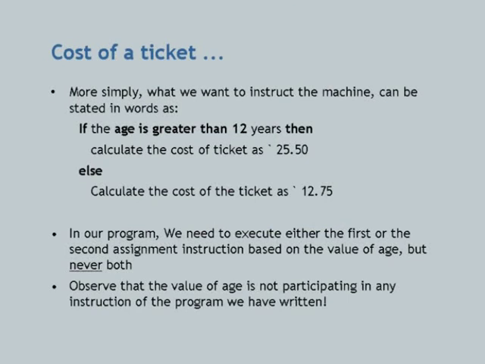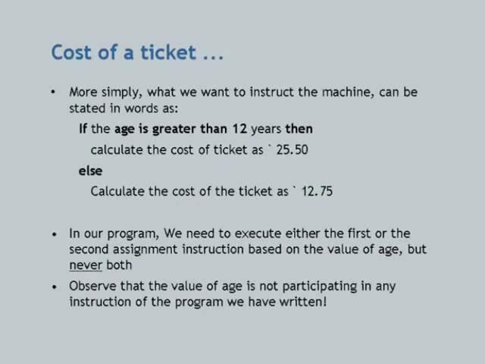So what do we wish to do? We want to instruct the machine in something like this. If the age is greater than 12 years, then calculate the cost of ticket as rupees 25.50. Else, calculate the cost of the ticket as 12.75. Very clearly, the instruction mechanism in C, C++ that we have understood, where we write statements one after another and they are executed, is not anymore adequate for me to solve such problems. And you will all agree that in most computational and real life problems, you will have to make decisions of this kind based on some value and take either one path or another path. So consequently, we wish to rewrite our program such that either the first or the second assignment instruction based on the value of age is executed, but never both.